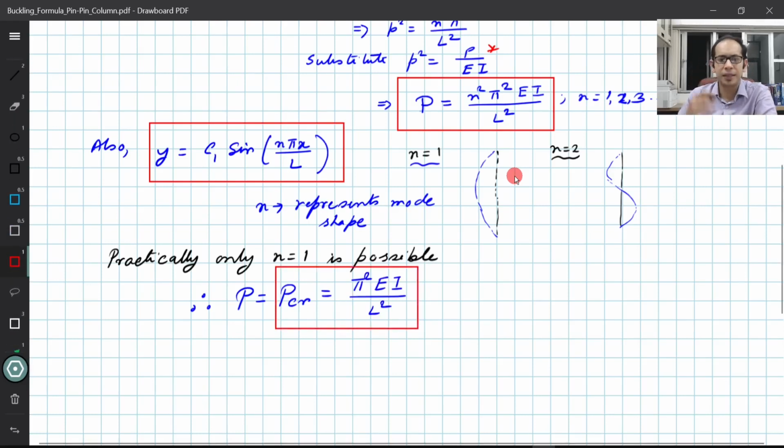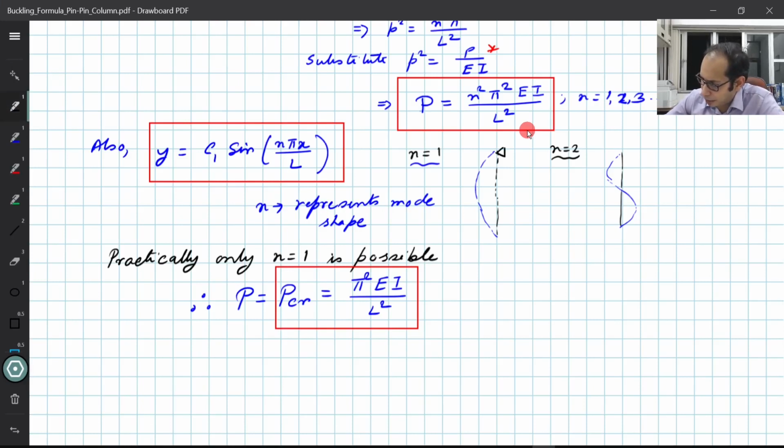Right, and the corresponding deflected shape is going to be something like this. For example, here if you have a pin at both the ends, suppose I had a pin over here with a roller and a pin over here fixed to the base. So we have a pin and a roller kind of configuration. The deformed configuration, when n equals 1, because this is the only practical case, becomes C1 sine pi x by L. So let's make a note of that as well.